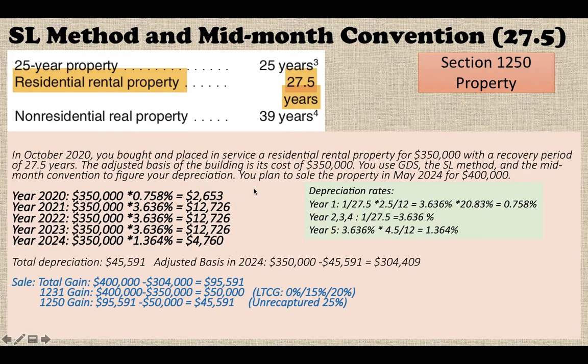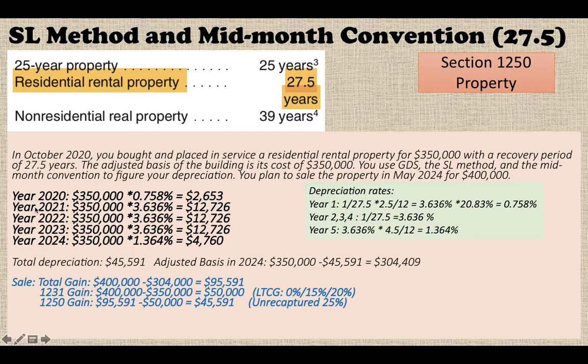First, you want to understand, if you use the straight line method over 27.5 years, you want to calculate the rate. For each year, how much you're going to depreciate is 1 divided by 27.5. You get 3.636%, which means each year your depreciation rate is 3.636% of the adjusted basis. The adjusted basis is equal to your purchase price. So basically, it's 3.636% times the $350,000, which gives you the depreciation for each year.